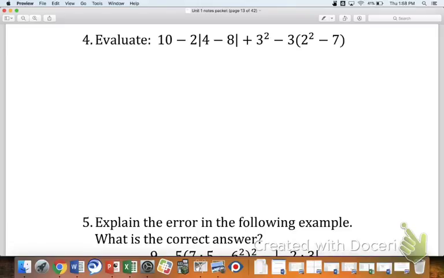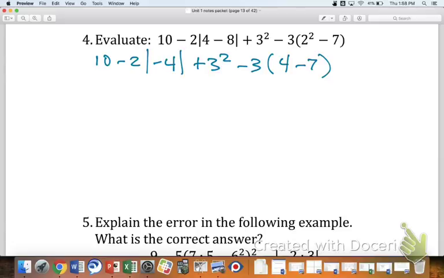I'm not gonna even do that. I'm gonna go ahead and start doing the work in the parentheses first. So it's gonna be 10 minus 2. We'll think of those absolute values as grouping symbols. So 4 minus 8 is -4, plus 3 squared minus 3 parentheses. Inside the parentheses, 2 squared is 4 minus 7.